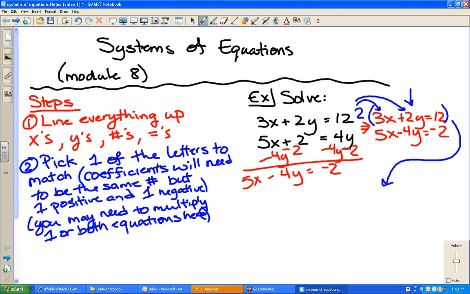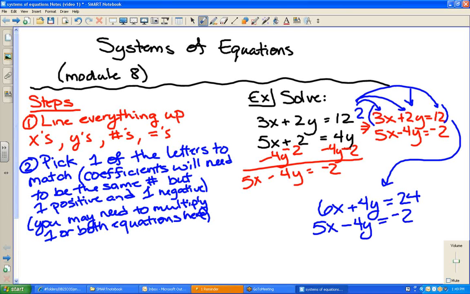If I multiply the top one by a 2, distributing it through, I'm going to have 6x plus 4y equals, don't forget that you're multiplying the entire thing, so you have to multiply the 12 too, which gives 24. Because the bottom one's already got the minus 4y, I'm just going to write it the way it was. 5x minus 4y equals negative 2. So that's my next step. I just wanted the letters to match. And everything looks lined up still.